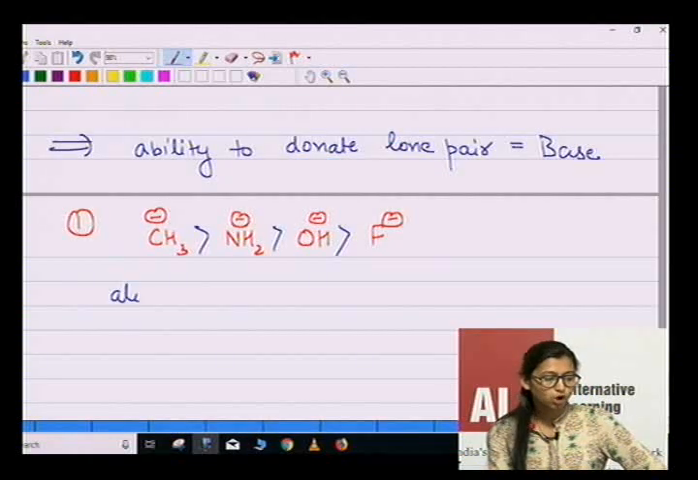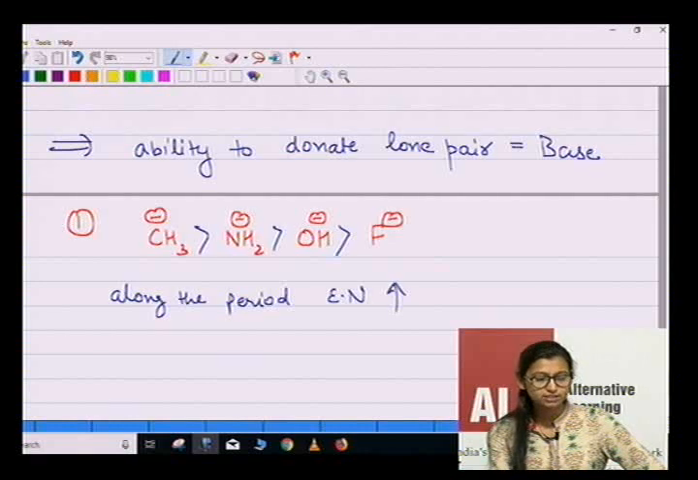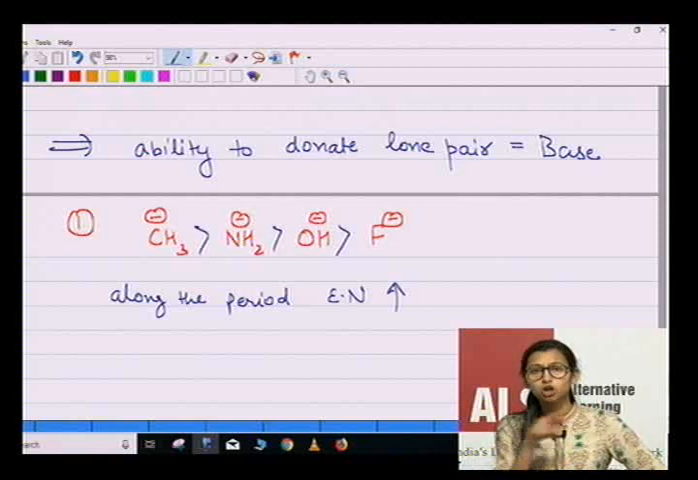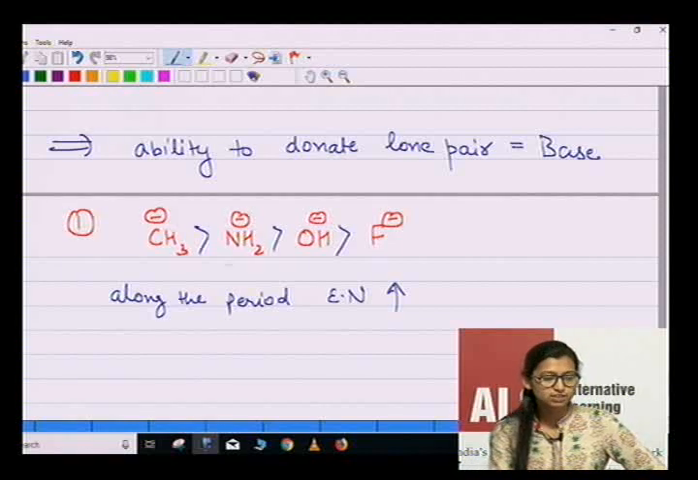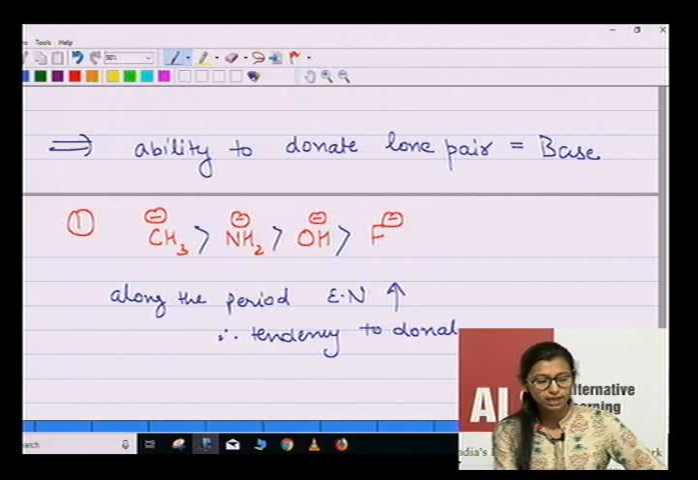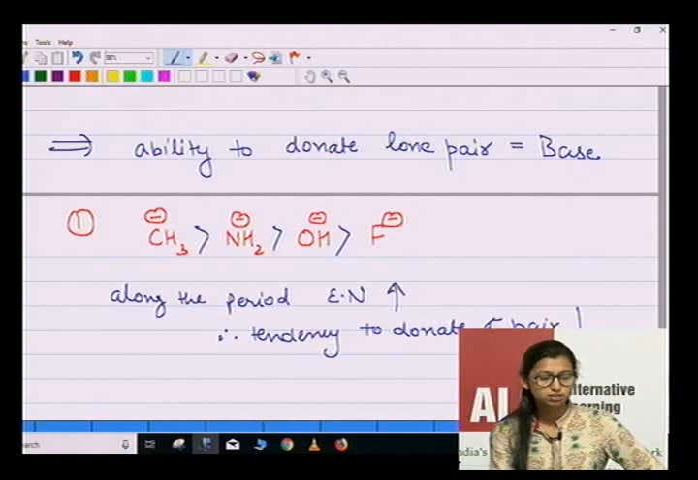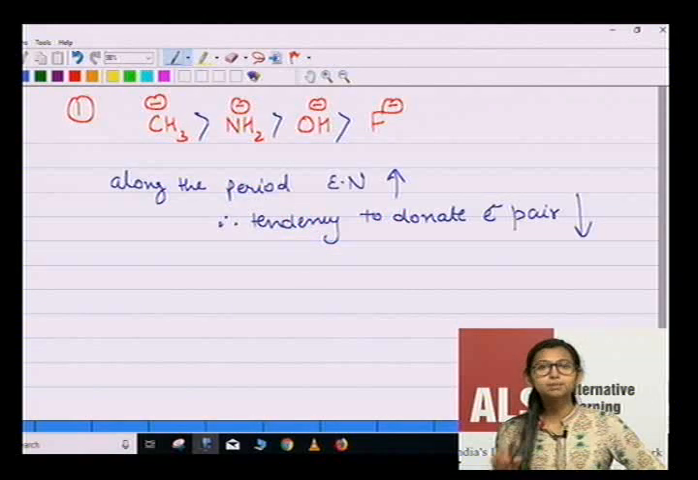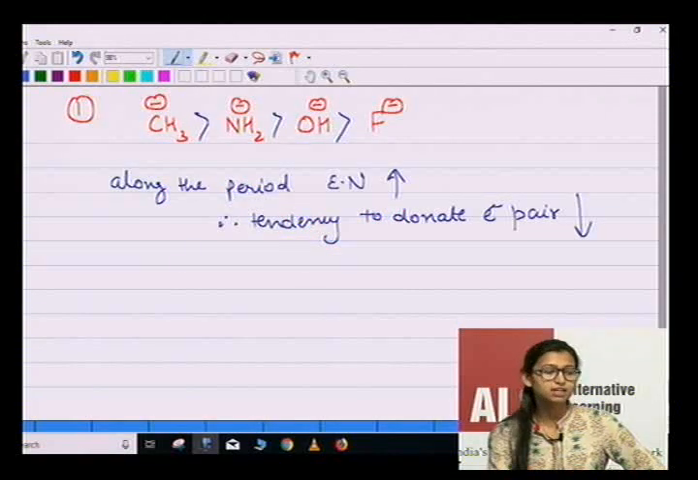So you can write that along the period, electronegativity increases. Now all of the elements are of the same period. Along the period, the electronegativity increases. Therefore, the tendency to donate electron pair decreases. Therefore, we can say that along the period, the basic strength decreases.